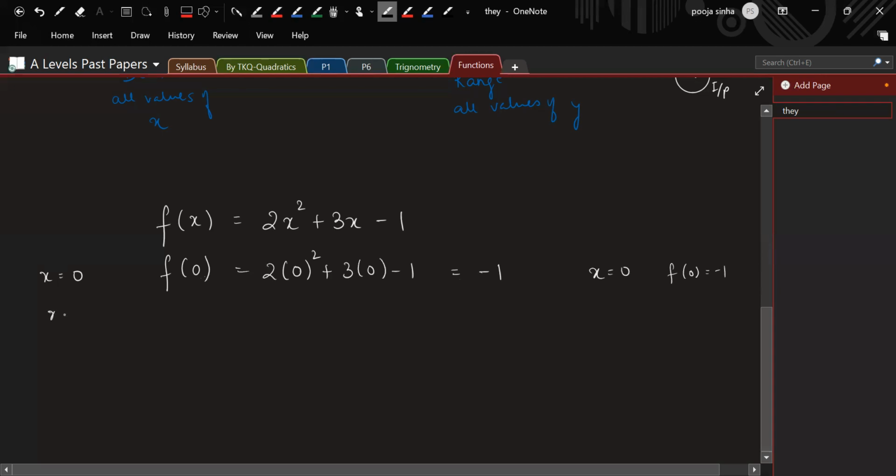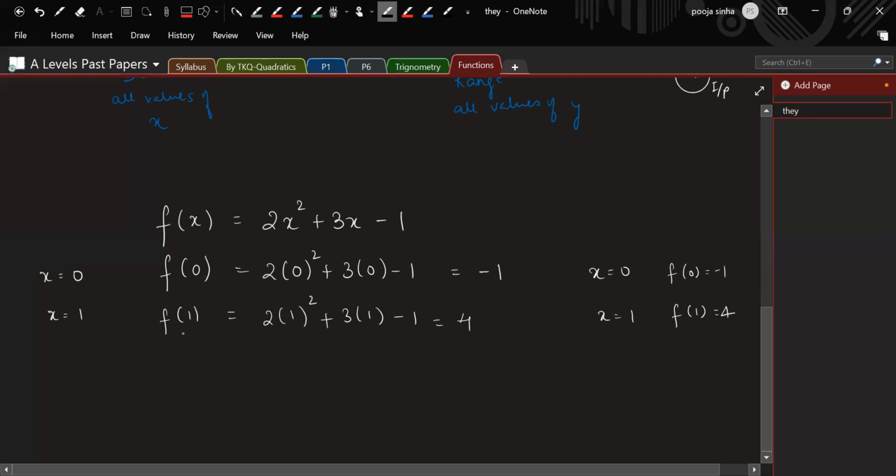Now similarly, if x is equal to 1, then what will happen? f(1) is 2 into 1 raised to power 2 plus 3 into 1 minus 1. What's the answer? The answer would be 4, because x is equal to 1. So f(1) is equal to 4. Correct? So this is very easy.